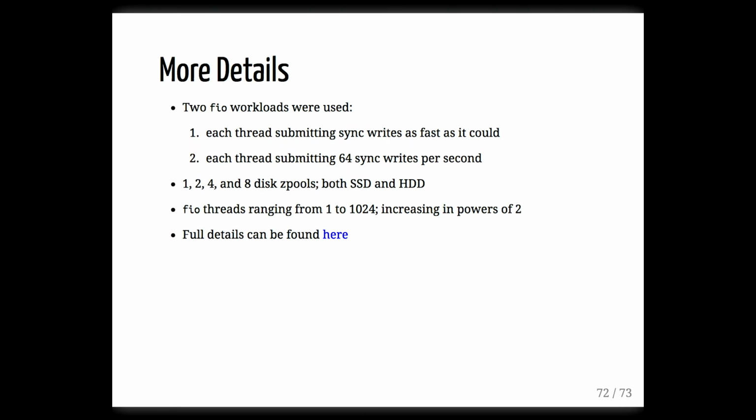Here's some more details about the test that I ran. Not going to spend much time here, and just for posterity, there's another link to more information. And with that, that's all I got.